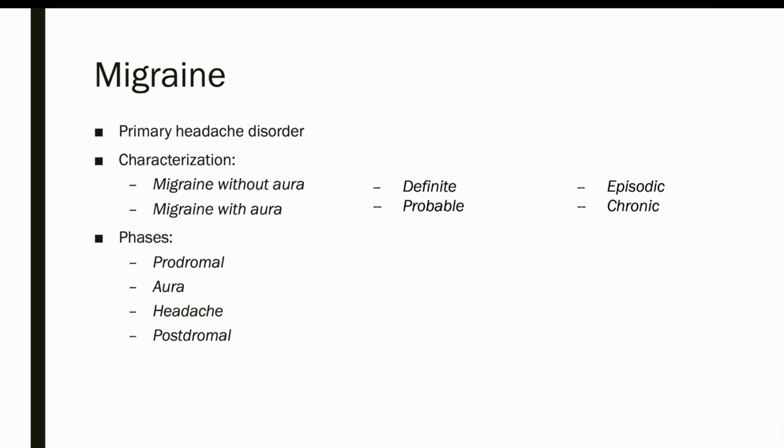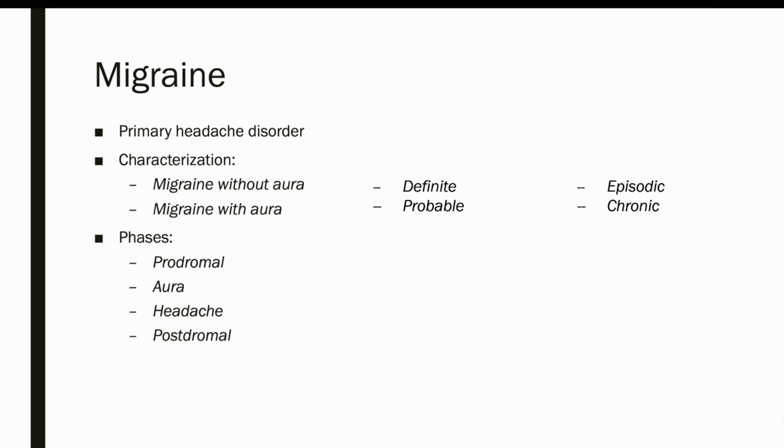The prodromal phase is the phase that occurs before the associated head pain, and it can last a few hours to a few days before the actual headache attack. It involves a series of different symptoms that are individual to the person with migraines and can include hypo or hyperactivity, depression, food cravings, fatigue.